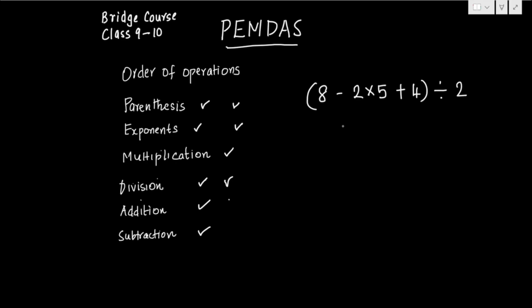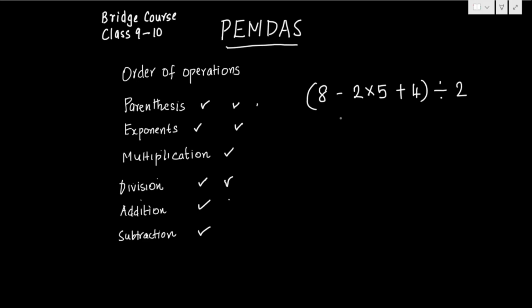Okay, now let us look at this one: 8 minus (2 into 5 plus 4) divided by 2. This is something that you have to look at carefully. So let us just go through the PEMDAS order of operators. First of all, parenthesis. We have a parenthesis, so let us look at the parenthesis first. But inside the parenthesis, you have so many things. You have 2, you have a multiplication, you have a plus. So what do you do there? Which one do you do first?